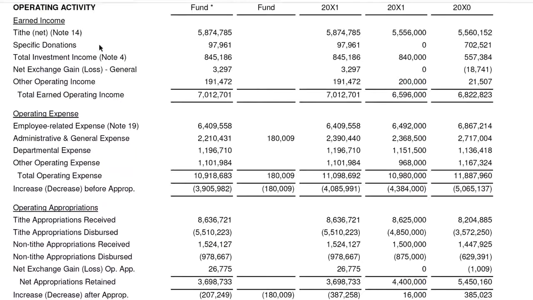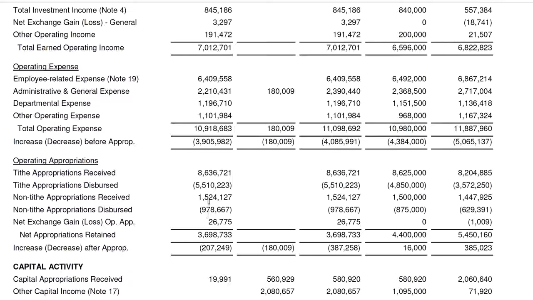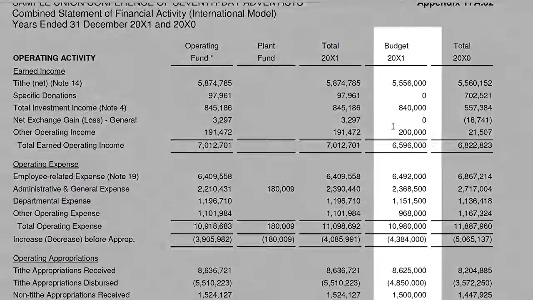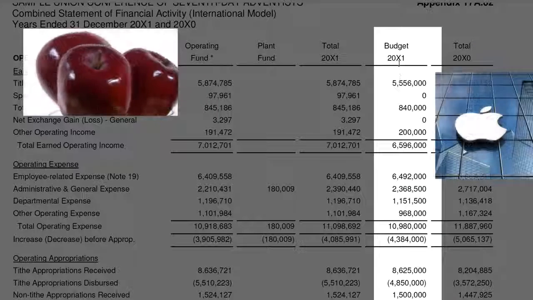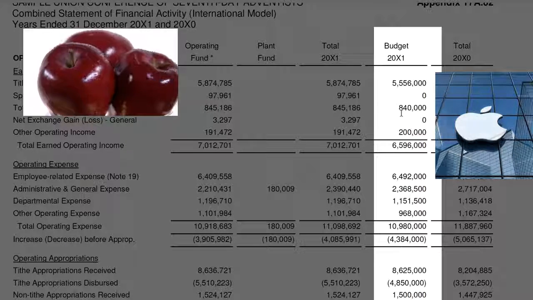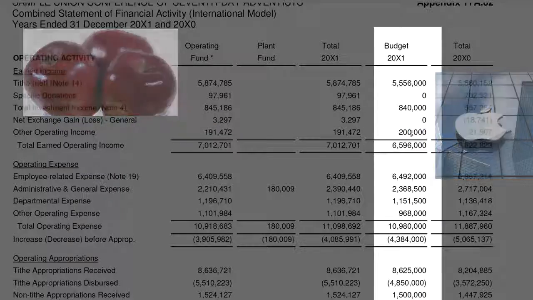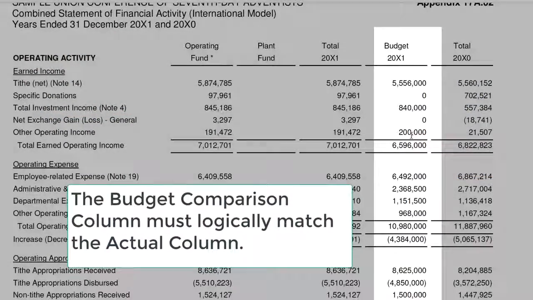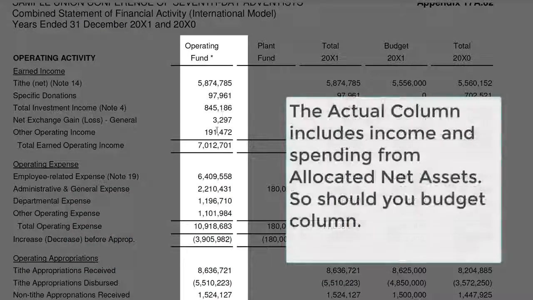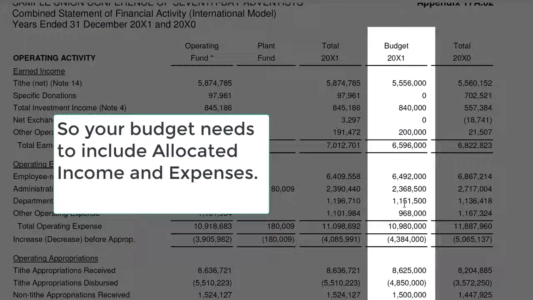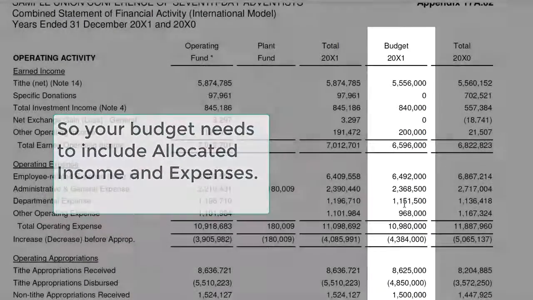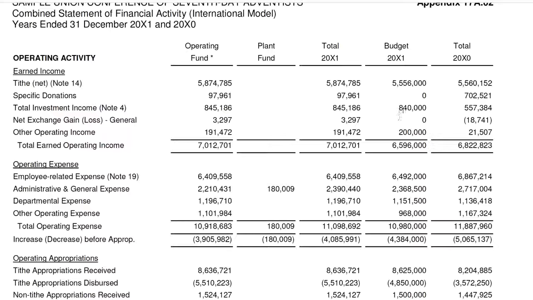So we have our operating activity coming down. We have our appropriations in and out happening here. We have our budget comparison. We want to make sure that we have an apples to apples budget comparison. In order to properly work here, your budget needs to include the budget for allocated, because when you spend allocated, it will show up here as expenses. And so your budget needs to make sure to include it. It's sometimes overlooked when you're coming up with the figures that belong in the budget column.